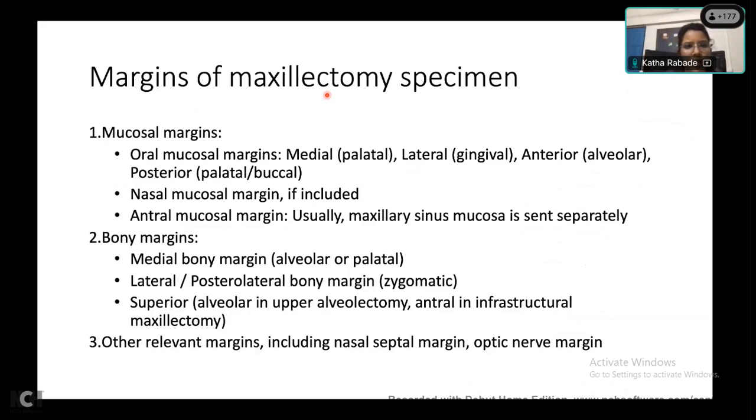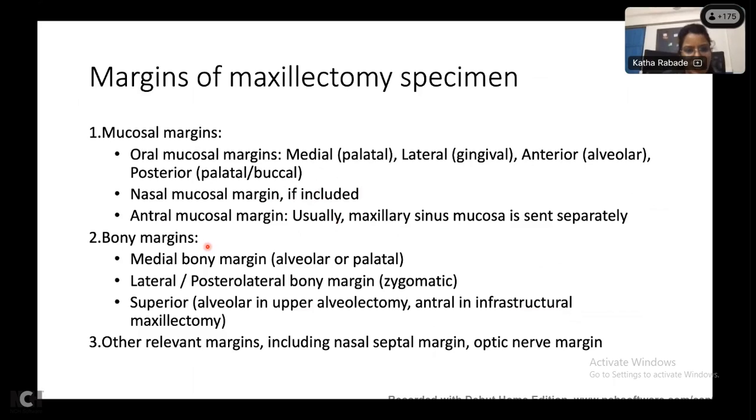So margins of maxillectomy specimens are mucosal, bony, and other margins if present. If the nasal septum is present, we need to give the nasal septal margins. If the optic nerve is included, that is orbital exenteration is done, then an additional optic nerve margin needs to be taken. Mucosal margins include, like we said, medial palatal margin, lateral gingival margin, anterior alveolar margin, and posterior palatal margin. Nasal mucosal margin is taken if included in the specimen. Antral mucosal margin is usually sent separately by the surgeon.